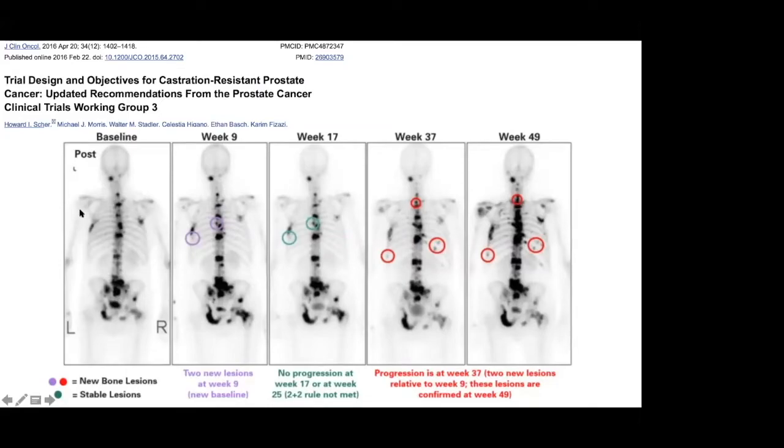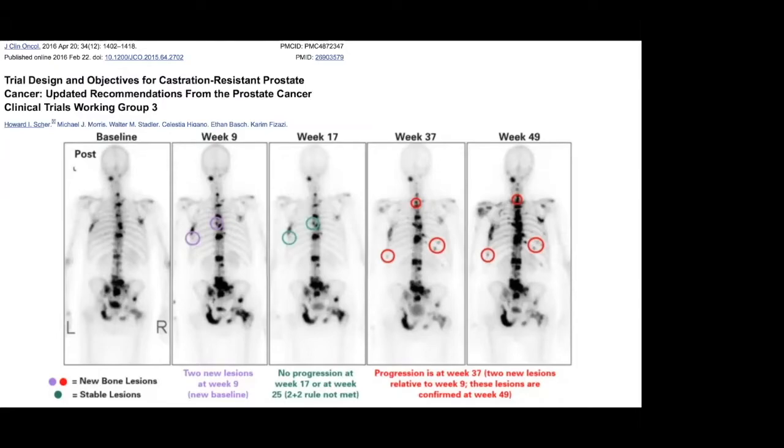So the rule is a 2+2 rule. If you've got 2 new lesions within the flare window, which is about 12 weeks from the start of the treatment, that could be just a present lesion that has become visible. So then you rescan again. After the flare window, if it's persistent, then you can call it stable disease. However, if there are 2 additional lesions, so +2 again, then you would call it progressive disease. So it's a bit cumbersome.